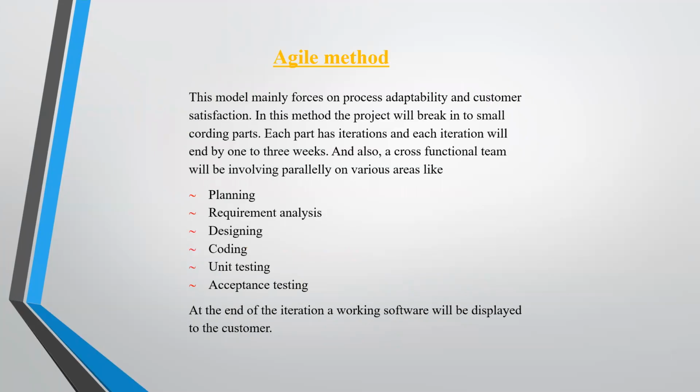Agile method. This model mainly focuses on process adaptability and customer satisfaction. In this method, the project is broken into small coding parts. Each part has iterations, and each iteration ends in 1 to 3 weeks. A cross-functional team is involved in parallel on various areas like planning, requirement analysis, designing, coding, unit testing, and acceptance testing. At the end of the iteration, working software is displayed to the customer.